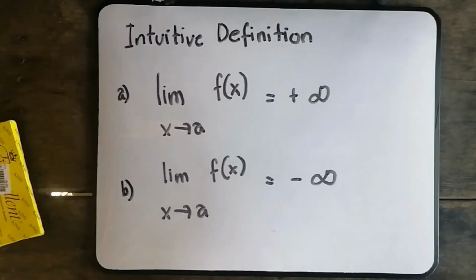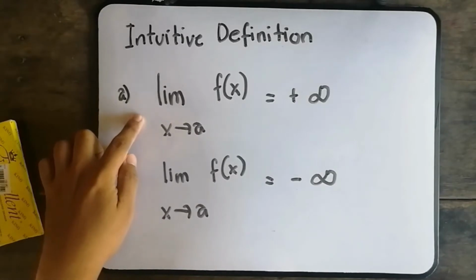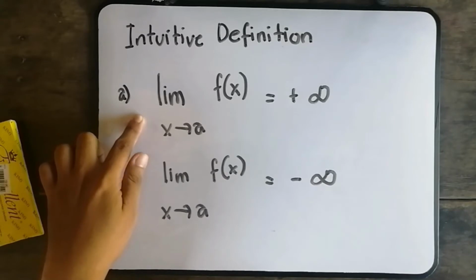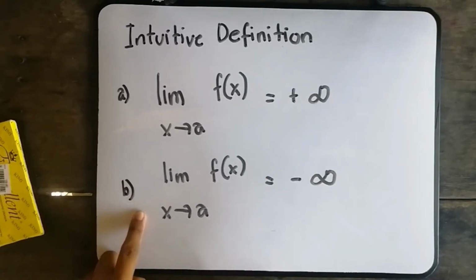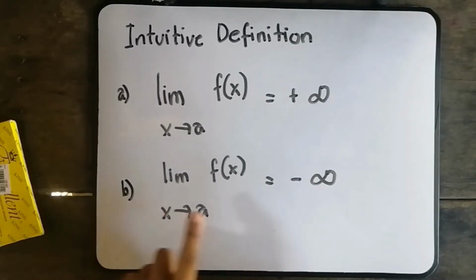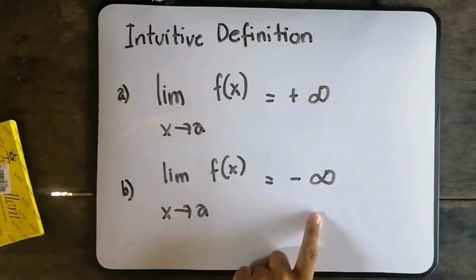Now we define infinite limits. We say that the limit of f of x as x approaches a is equal to positive infinity if the values of f of x increase without bound whenever the values of x get closer and closer to a. And similarly, we say that the limit of f of x as x approaches a is equal to negative infinity if the value of f of x decreases without bound whenever the values of x get closer and closer to a.